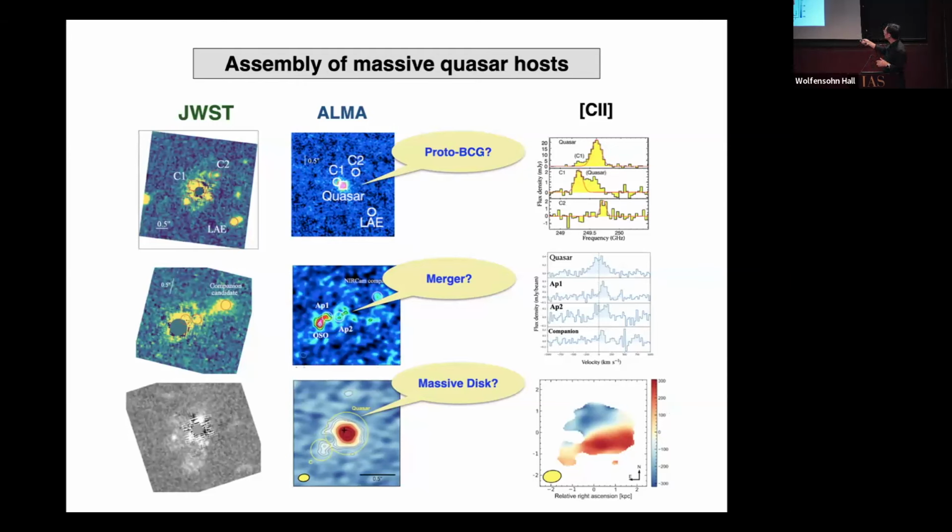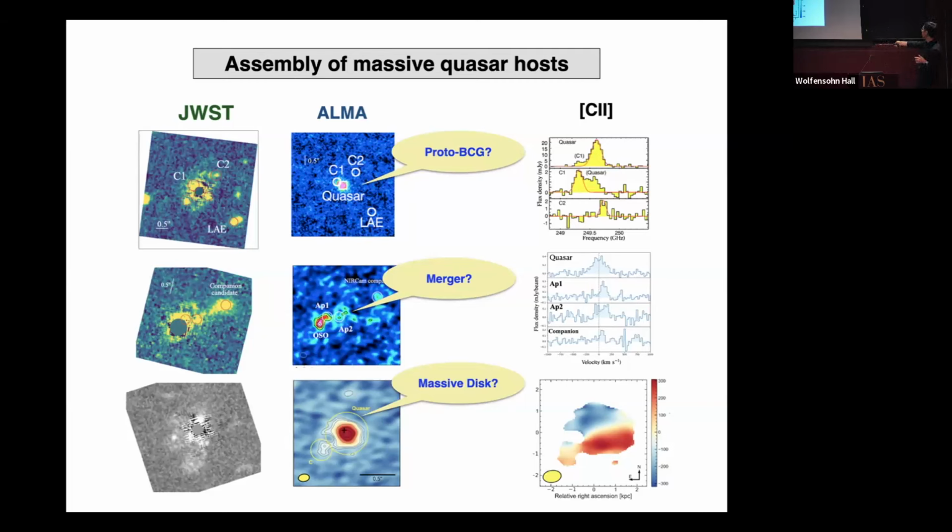It almost made me feel like this is some kind of very early version of the brightest cluster galaxy at redshift 7. This is a clear merger. There are just two things next to each other with a bridge between the two. The third one is one of the largest galaxies we have. That's JWST, and that's ALMA. The ALMA observation has a fairly large, round-looking structure with a very strong velocity shear on top of it.